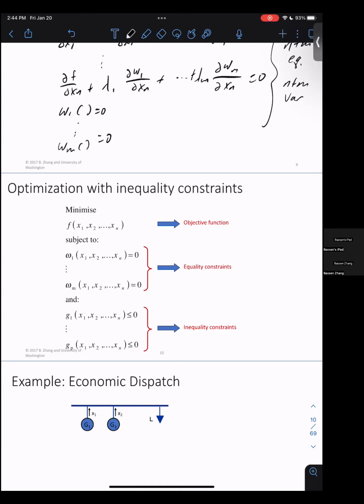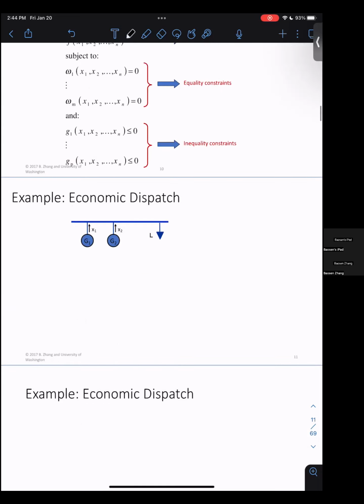Okay. So the example is, of course, dispatch. Here we can have x1, x2, which normally has to lie within some limits.